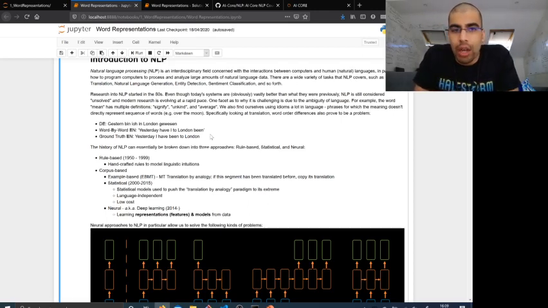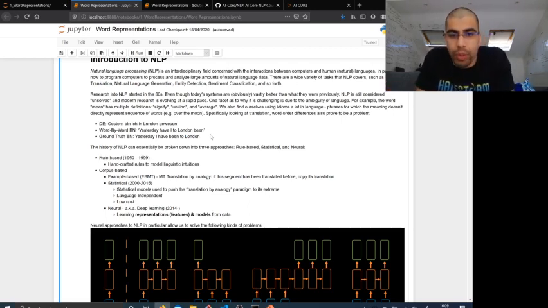The history of NLP can essentially be broken down into three separate phases: the rule-based, the statistical, and the neural. The rule-based phase focused on using handcrafted rules to try and model linguistic intuitions, whereas the statistical phase used parametric, or maybe non-parametric, ways of trying to translate or do whatever.